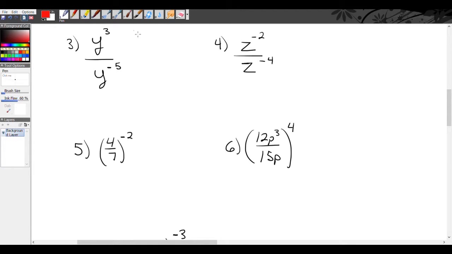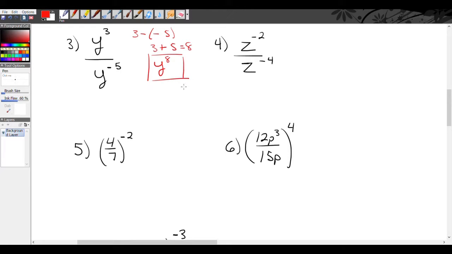If we look at it, 3 minus negative 5, correct? Well, what do we have? Whenever we have minus a negative, this becomes a positive or a plus sign. So we end up doing 3 plus 5, which we know is 8. Okay, so our answer is y to the 8th power. Our simplified expression is y to the 8th power.